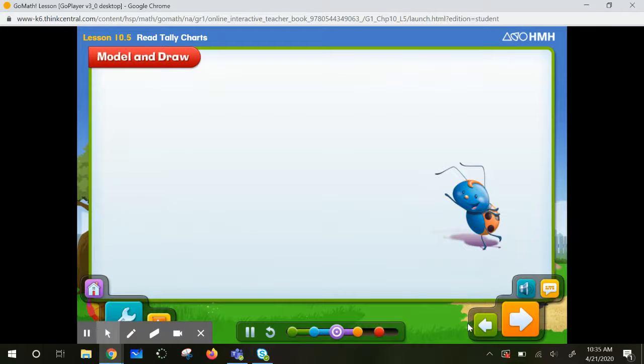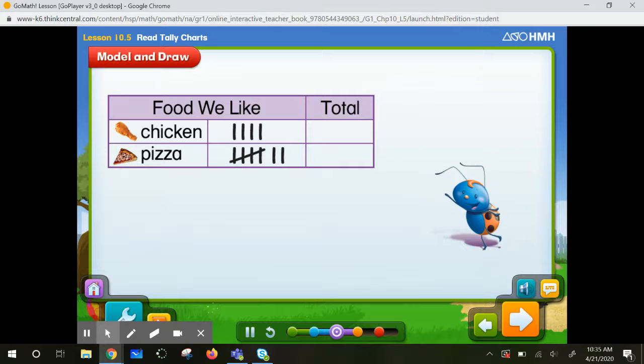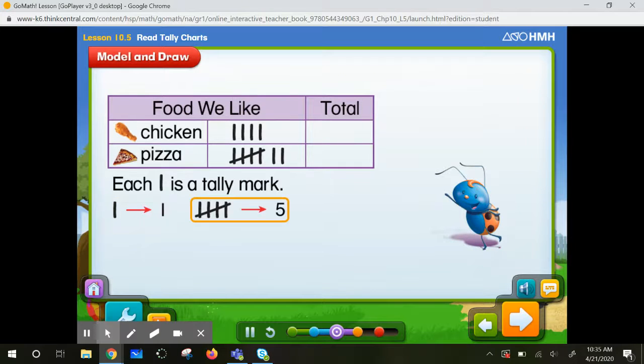Are you ready to learn about tally charts? You are? That's great! You can use a tally chart to collect and read information. This tally chart shows how many children like chicken or pizza better. Each mark is a tally mark. A single tally mark stands for 1 child. A group of 4 tally marks that have another mark slashed across the group stands for 5 children.